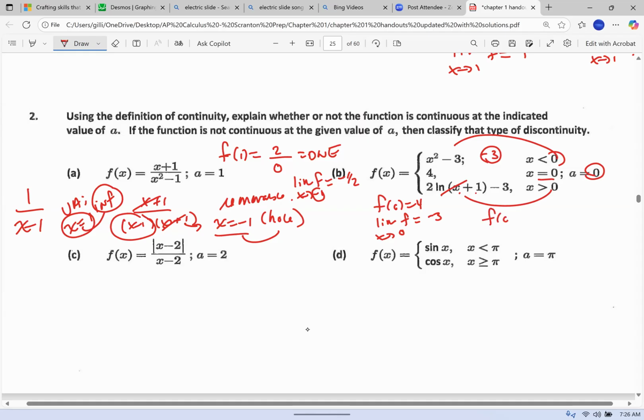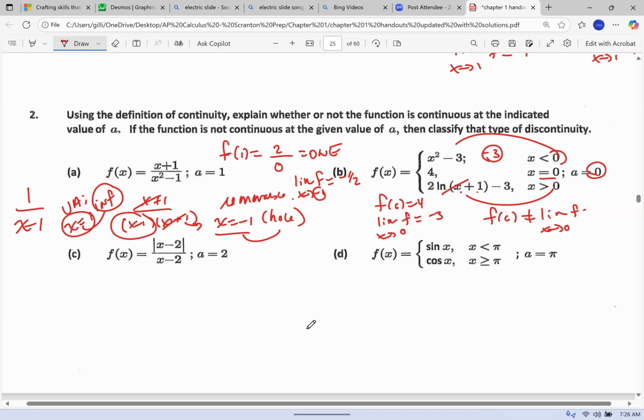But the problem is f at 0 does not equal the limit as x approaches 0 of f. So therefore, it's not continuous. What kind of discontinuity? Well, the function value does exist, and so does the limit. But the limit and the function value are not the same. So therefore, at 0, we would say that's a removable discontinuity.